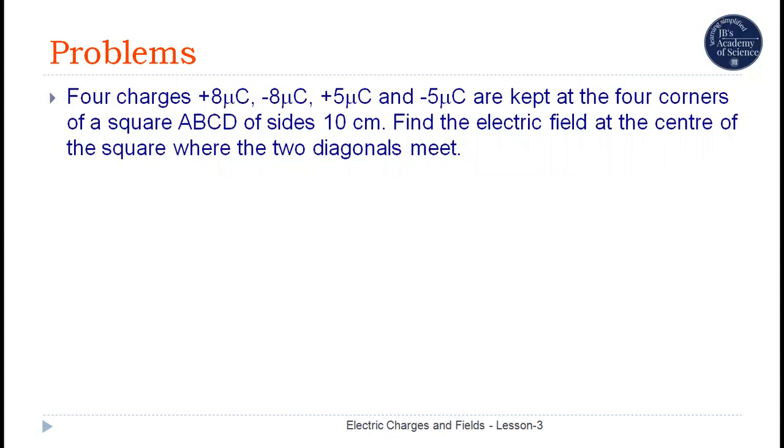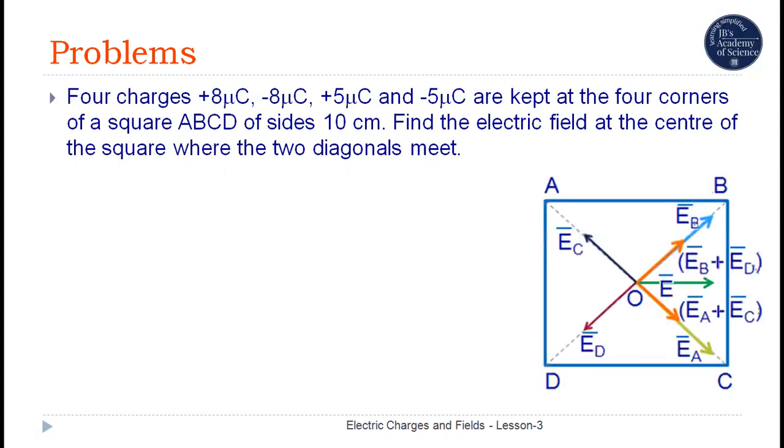Next problem. 4 charges, plus 8 microcoulomb, minus 8 microcoulomb, plus 5 microcoulomb and minus 5 microcoulomb, are kept at the 4 corners of a square ABCD of sides 10 centimeter. Find the electric field at the center of the square where the 2 diagonals meet. Look at the figure. A square ABCD. The charges are kept at the corners A, B, C, D respectively. O is the center of the square where the 2 diagonals meet.